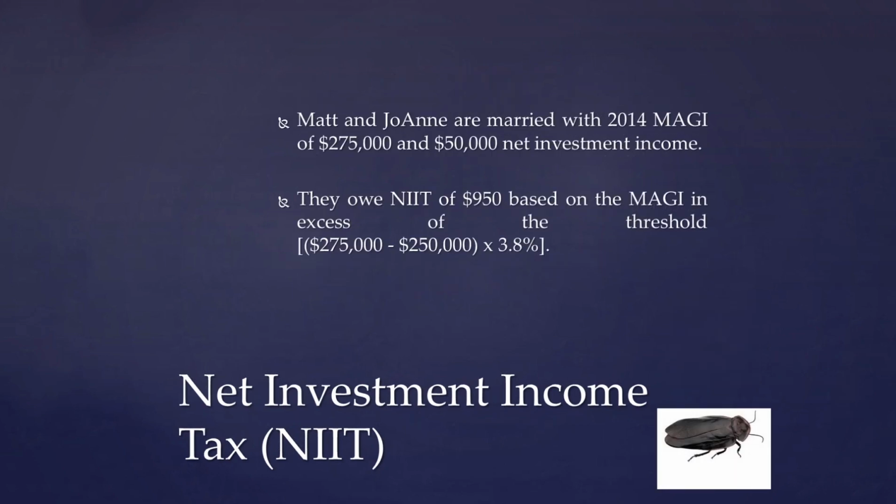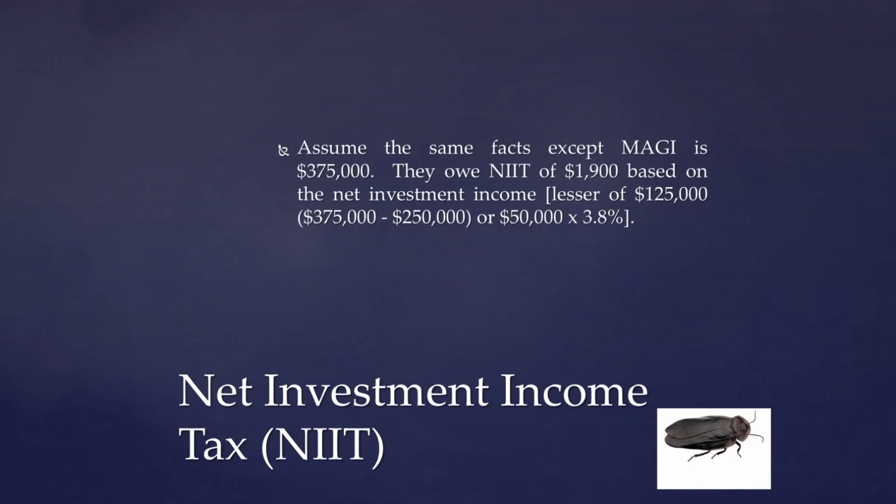Here we've got Matt and Joanne. They're married, and for 2014 they've got modified adjusted gross income of $275,000. Of that $275,000, $50,000 comes from net investment income. So when they do this calculation, we take $275,000 minus $250,000 and multiply it by 3.8%, and that's the net investment income tax they're going to have to pay. That's going to be $950. So it's not based on the full $50,000. It's just based on their income above the $250,000.